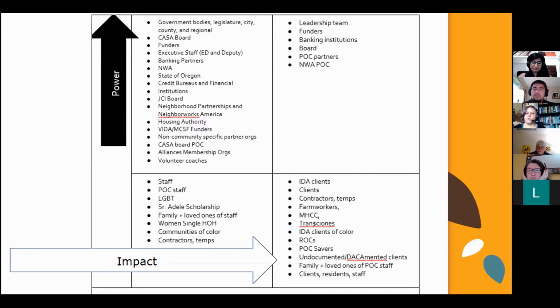So one of our goals with using an equity filter is kind of considering who's impacted and who's holding the power in this situation. So I definitely recommend you do a little power and impact analysis for your own organization. This is CASA's. I think it's really a good exercise to kind of look at who's holding power and who's impacted in different parts of the organization.